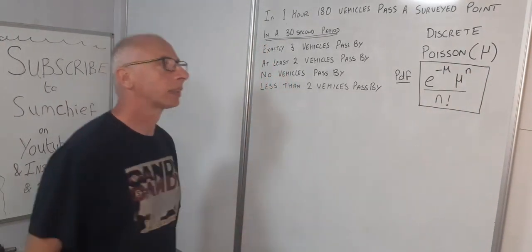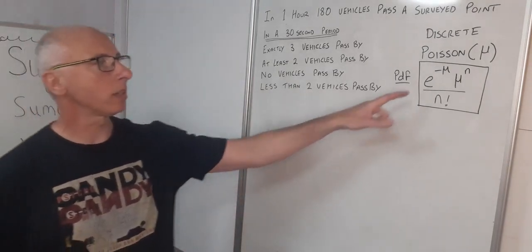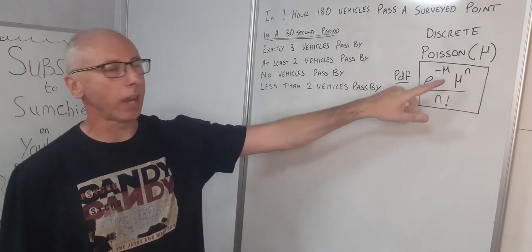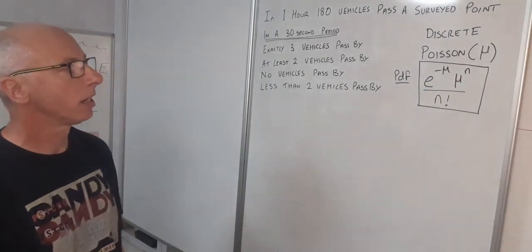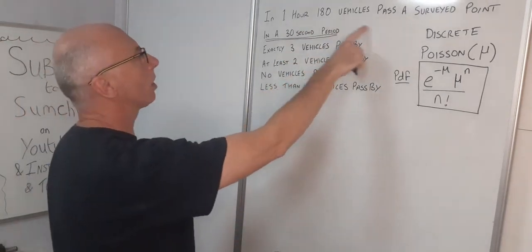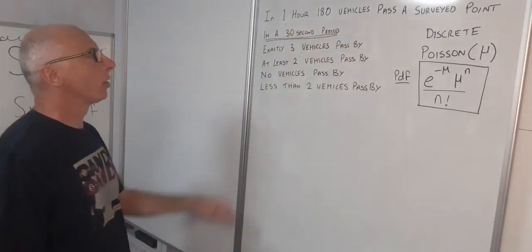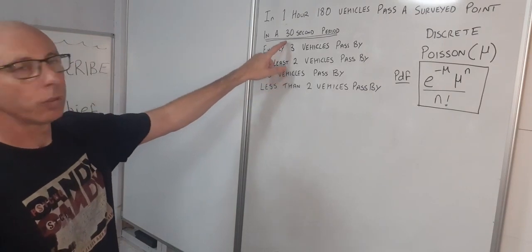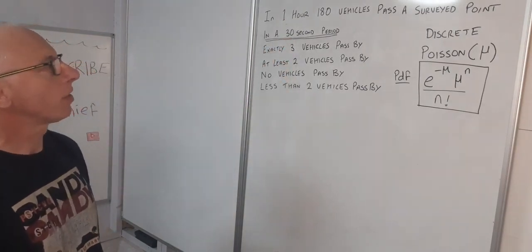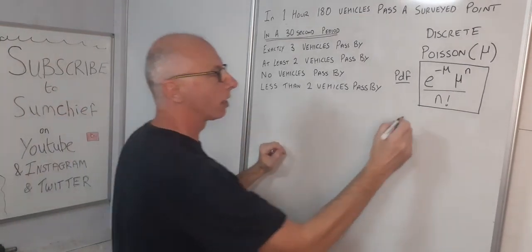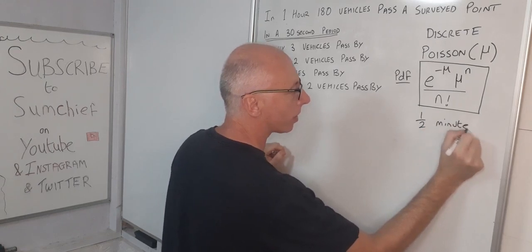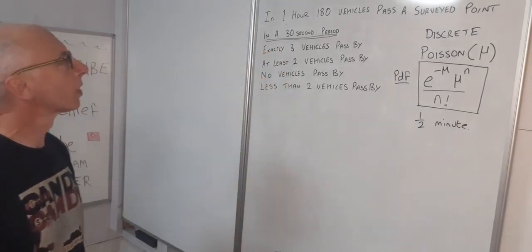Okay. Now we need to find out what this mu is. Or n is just the number of occurrences. So n is the value that we're interested in. So, okay. So 180 vehicles in 1 hour. But these questions here are asking us about 30-second period. So 30 seconds, obviously half a minute. So we've got half a minute. So that's our time interval.